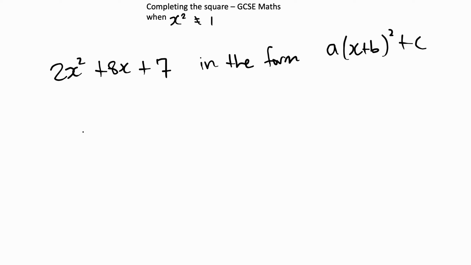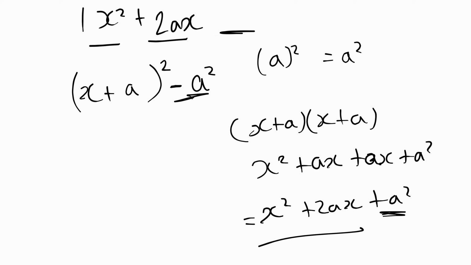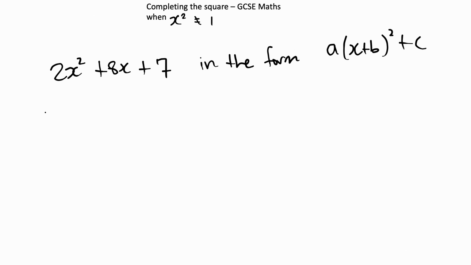So what would happen? Well, first we're going to convert this into the brackets form that we would always do for any other example. So it's going to be 2 multiplied by (x squared plus 4x), because this 2 multiplies by x squared to give us 2x squared, and this 2 multiplies by the 4x to become 8x. And then plus 7 at the end.